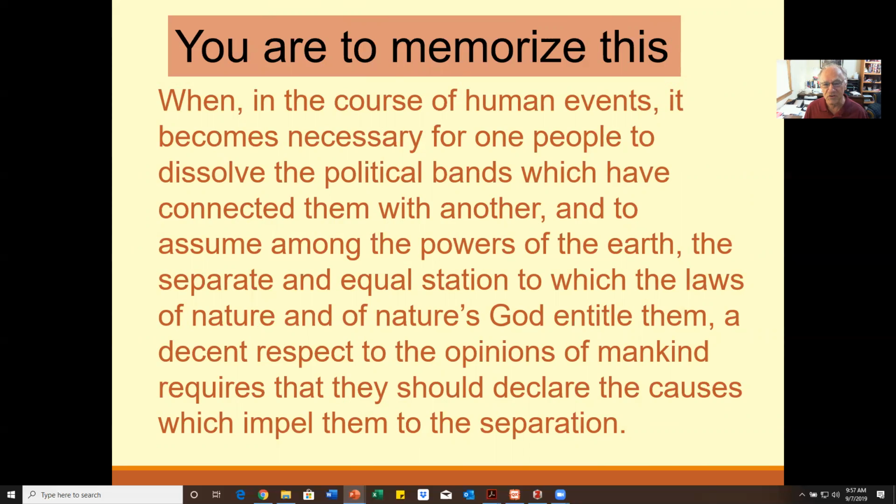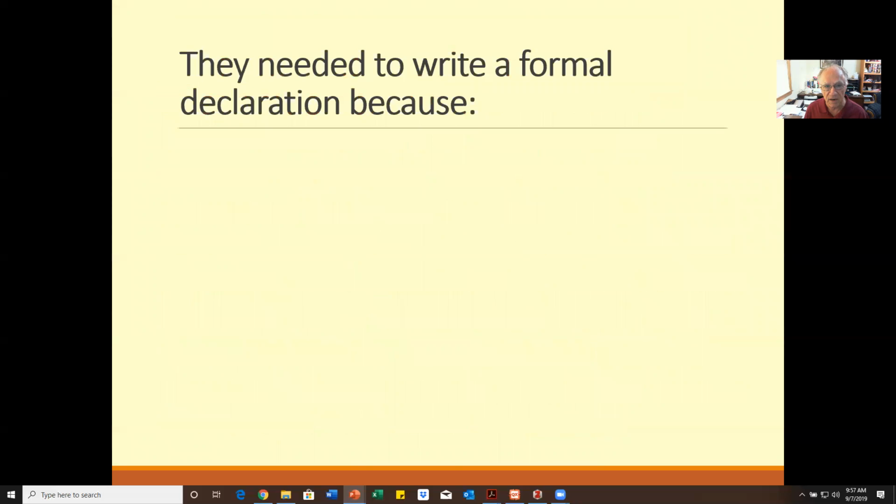When, in the course of human events, it becomes necessary for one people to dissolve the political bands which have connected them with another, and to assume among the powers of the earth the separate and equal station to which the laws of nature and of nature's God entitle them. A decent respect to the opinions of mankind requires that they should declare the causes which impel them to the separation. Again, I want you to memorize that. We're going to pick it apart a bit now.